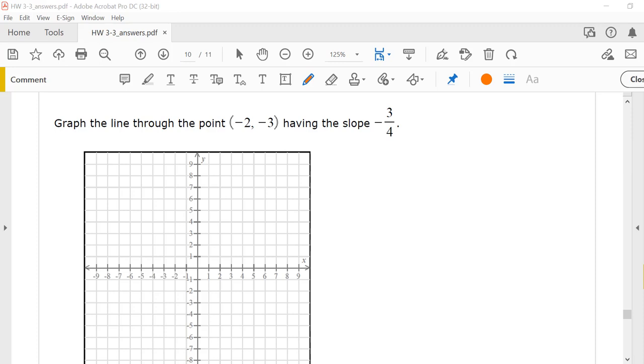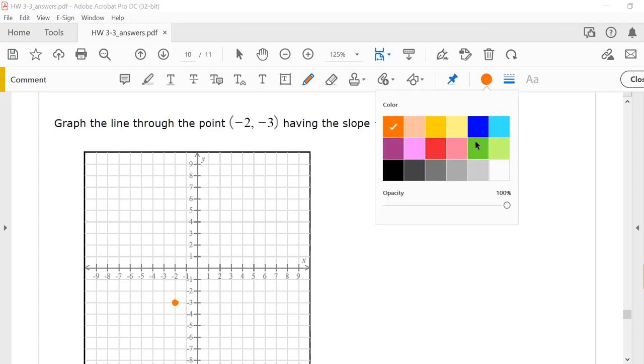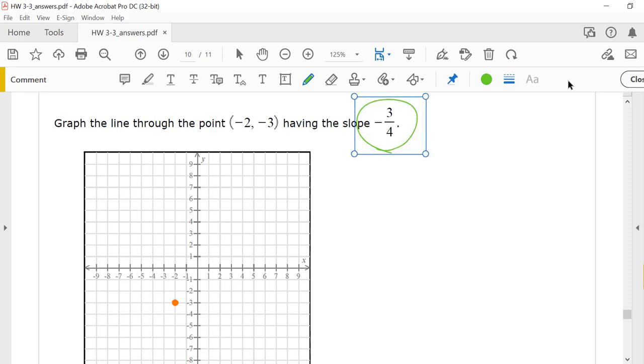So from the origin, I'm going to go left 2 and then down 3. So there's my first point right here. Okay, now I'm going to use my slope of -3/4. So I'm going to put that negative with the 3. So this means I'm going to go down 3 and right 4, starting from that point.